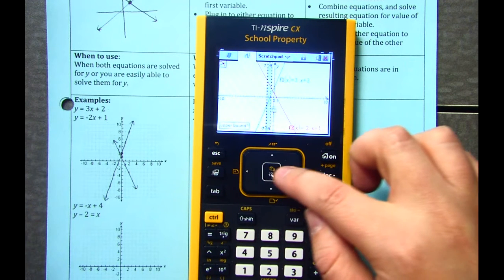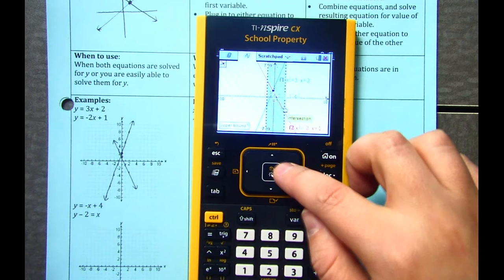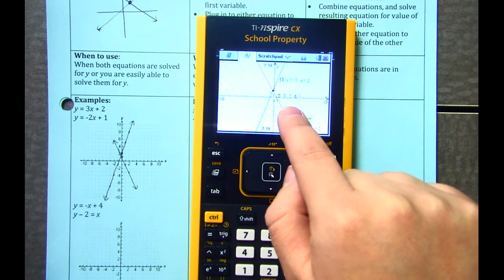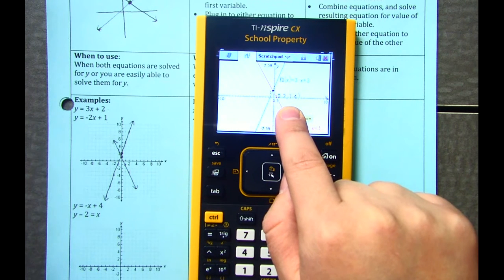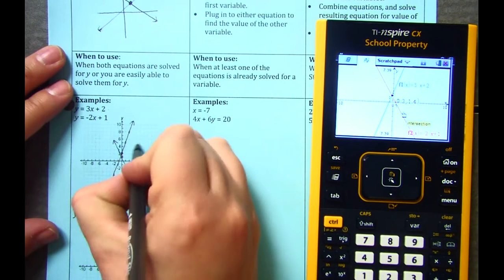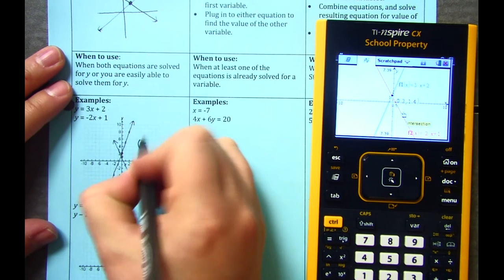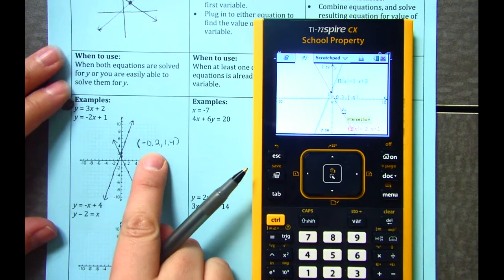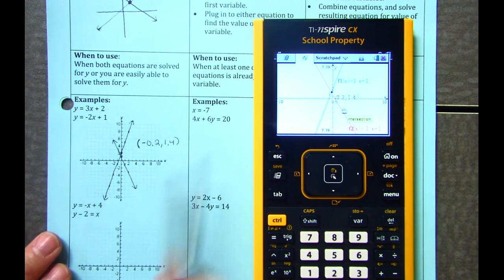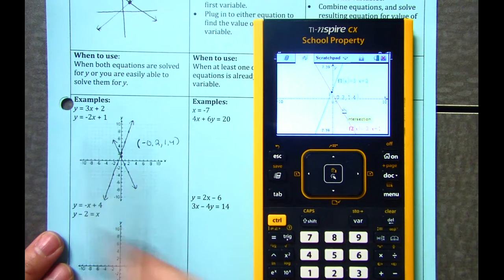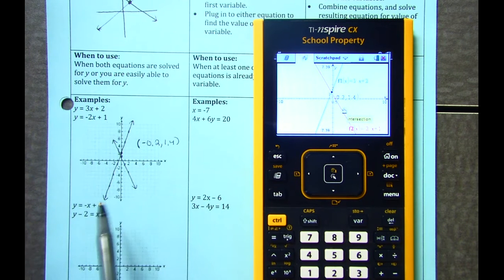And then I'm going to scroll it over to the right, so it's covering that intersection. I'm going to click again. And now it tells me exactly what it is: negative 0.2, 1.4. So I'm going to write negative 0.2, 1.4. This is the solution to this system, which means if I put in negative 0.2 for my x and 1.4 for my y, both of these equations would work out true. One side would end up being equal to the other side.